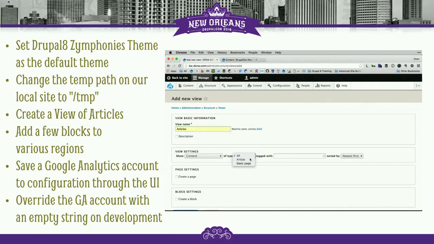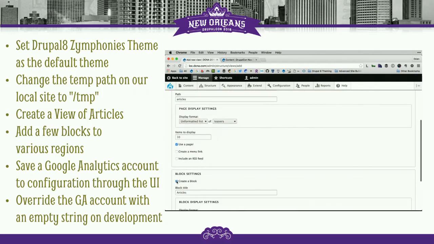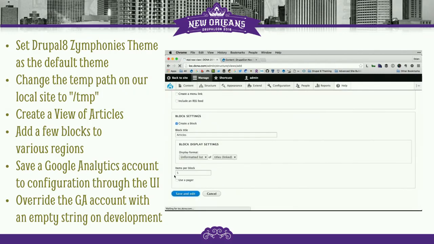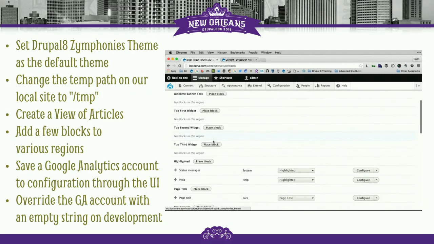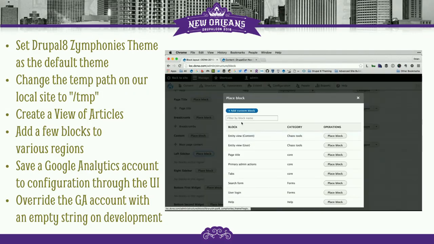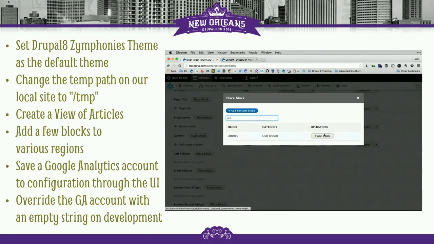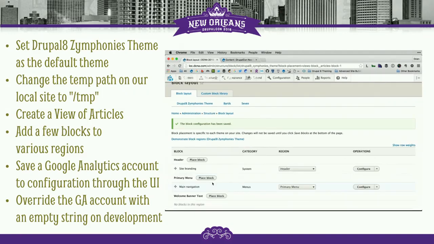This is the good stuff, guys. Real simple, just save that. And then we're going to go to the Google Analytics settings. Oh, no, I'm going to add these blocks first. Add that articles block that I just created to the left sidebar. And then, just for fun, add the who's new block, because who doesn't like to know who's new on a site?